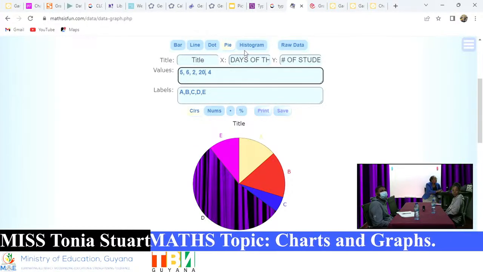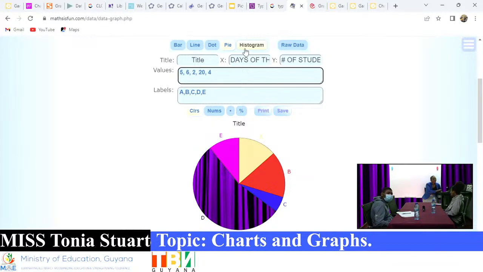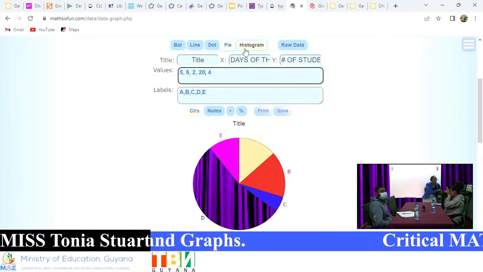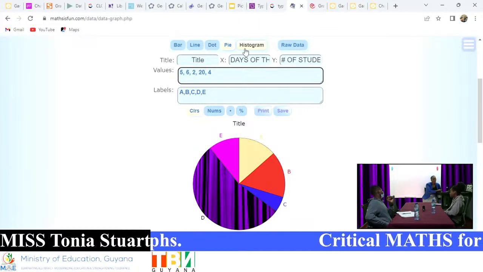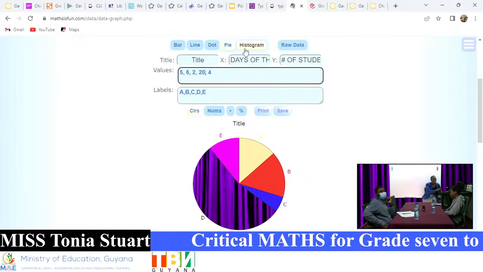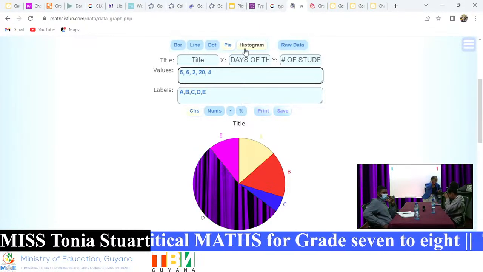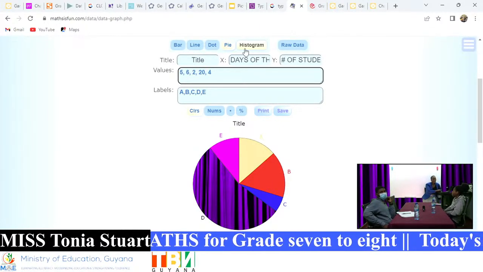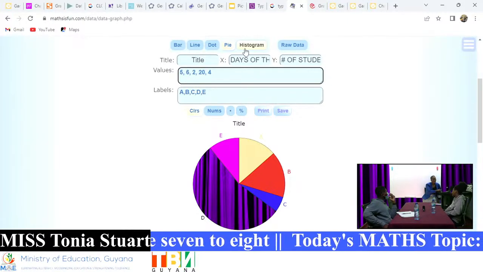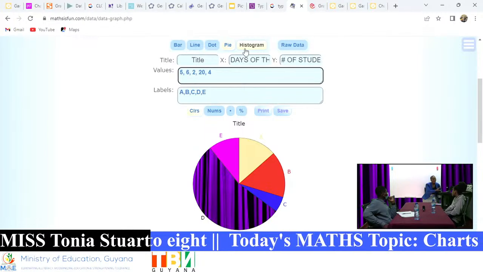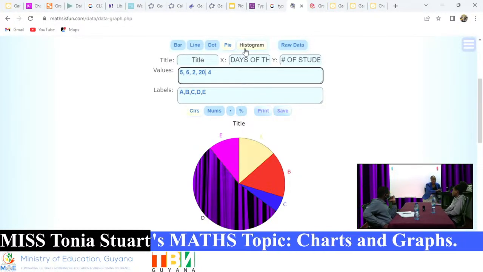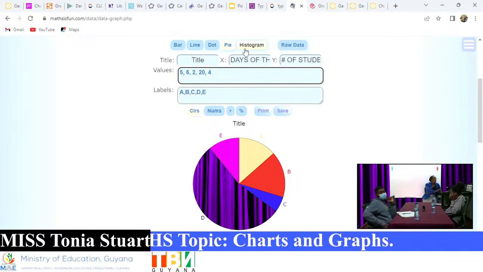Good, so what can you tell me about the pie if you were to describe it? Made up of different sections that we call sectors. That's a slice of the pie. Yeah. What else? What's the main thing about it? It's circular, right? So it wouldn't look like any of the other ones that would have the x-axis and the y-axis. It's circular.